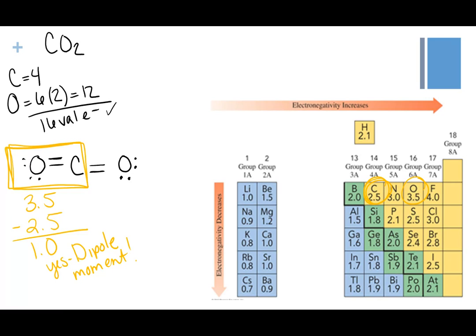So first question, is there a dipole moment? Second question, are there lone pairs on the central atom? Well, what we see here is carbon is our central atom. There are no lone pairs on that central atom. So this is actually a non-polar molecule.